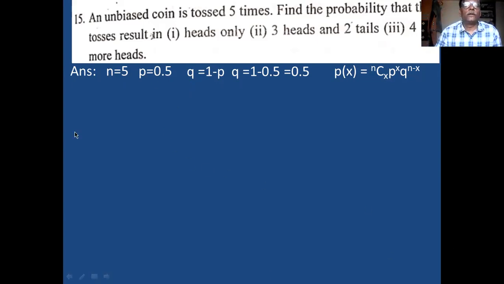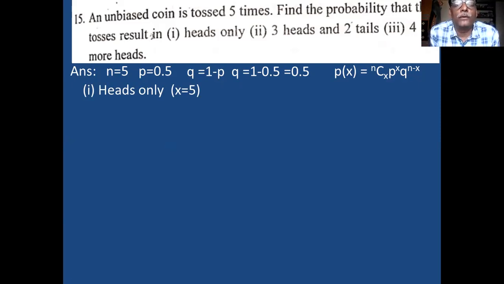Okay. So the first question is only head. Only head means how many heads are there? Only head means there are 5 heads. Okay. There are 5 coins, 5 heads. So I write x is equal to 5. In this case, x is equal to 5. How x is equal to 5? Our expectation is head only. Head only means 5 coins are there. We expect 5 heads. So you write the equation.